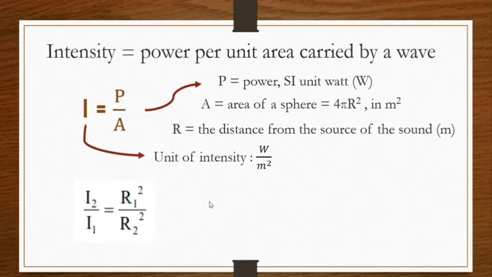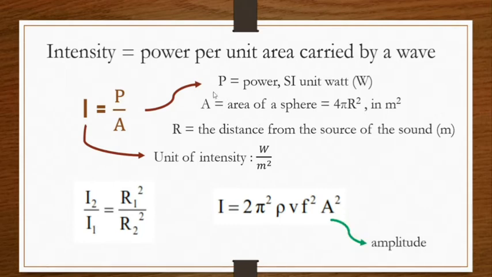The intensity of a sound wave is related to its amplitude squared by the following relationship: I equals 2π²ρv f² A². A here is the amplitude, not the area. This f is frequency. So intensity of sound is related also to the frequency squared and amplitude squared.